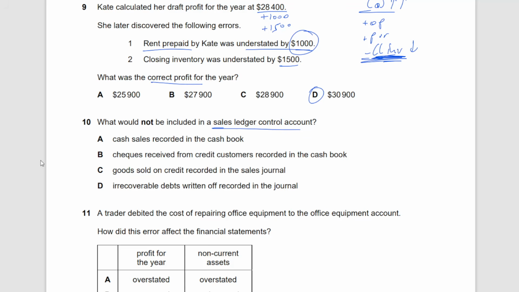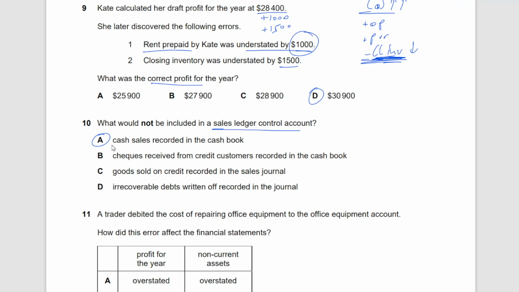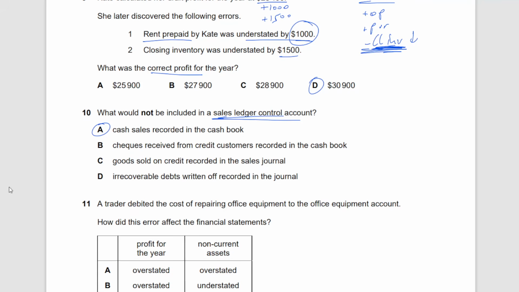Okay, I'm surprised how easy this paper is. So cash sales obviously won't be recorded because that's not part of our receivables. You should remember that sales ledger control account is another name for total trade receivables, and cash sales would not even form a part of trade receivables. So there we have it.